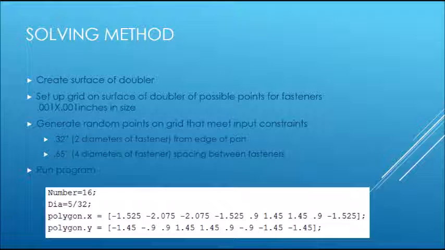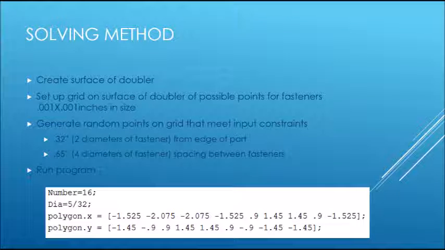So my solving method for programming this and making it happen is first to create the surface of the doubler within MATLAB, then to set up a grid on the surface of the doubler of possible points for each of the fasteners. And the grid size that I chose was 0.001 by 0.001 inches in size. And then next I wanted to create random points on the grid that meet the input constraints. So to properly position these fasteners, you need to have them at 0.32 inches or 2 diameters of the fastener from the edge of the part, the doubler, and also 0.65 inches apart. So that'd be 4 diameters of the fastener between each fastener.